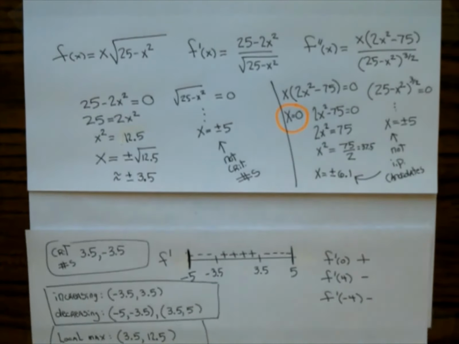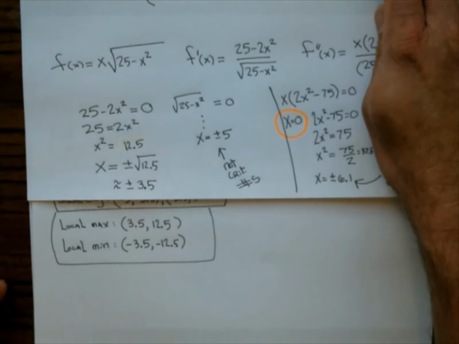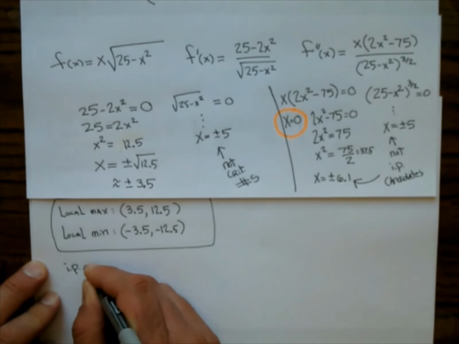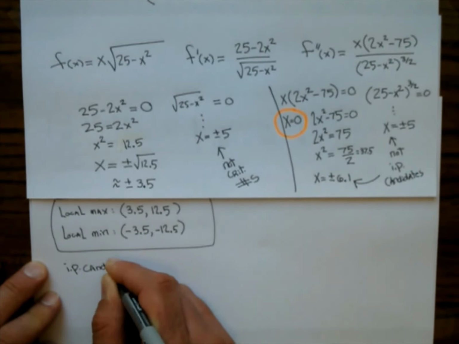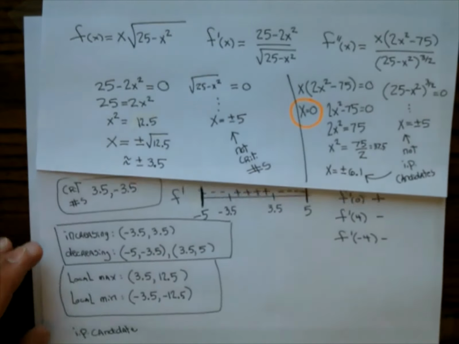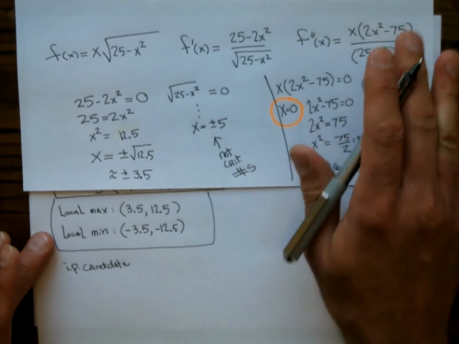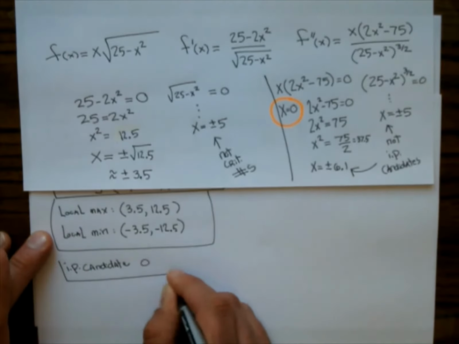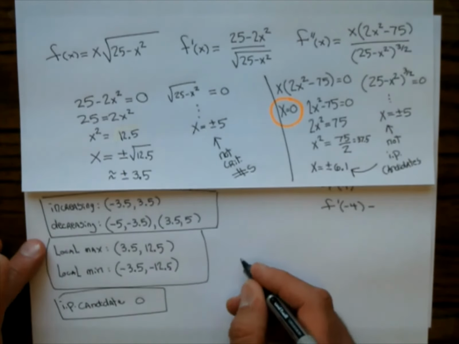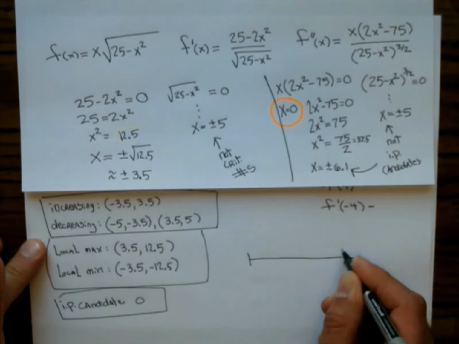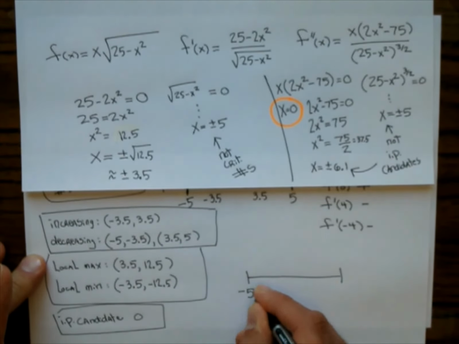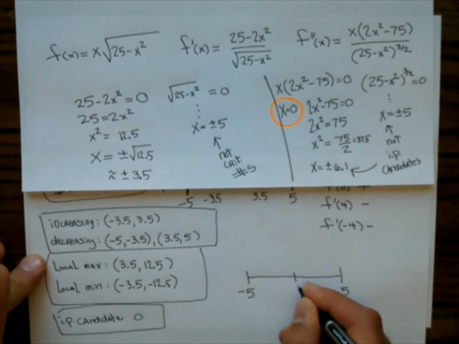So now, what are we going to do? We're going to go ahead and say the inflection point candidate, kind of like we had critical numbers, the inflection point candidate happens to be 0. So what I'm going to do is put the inflection point on a number line. Here is negative 5 to 5, and here's 0.